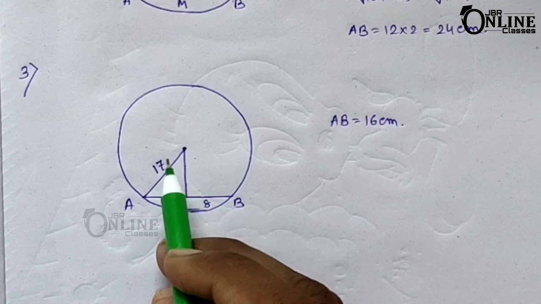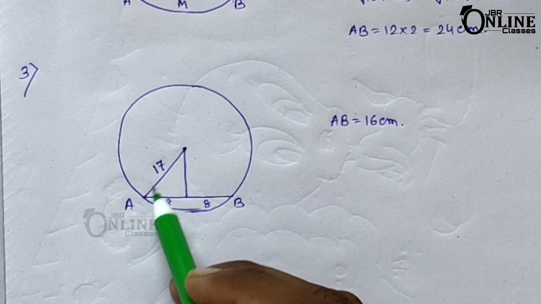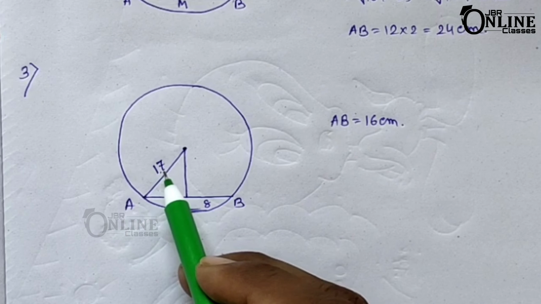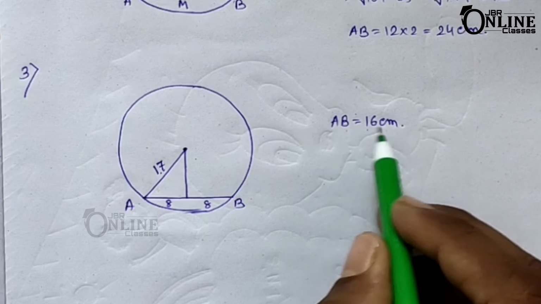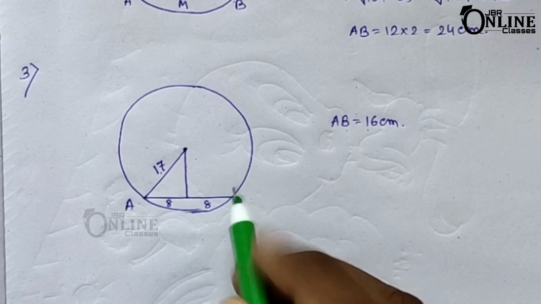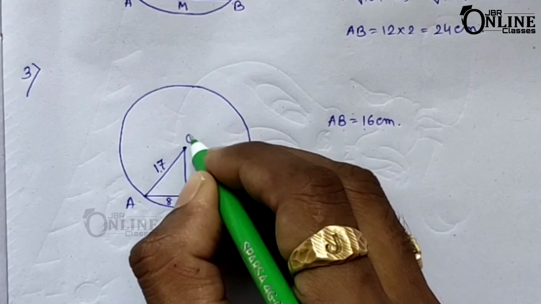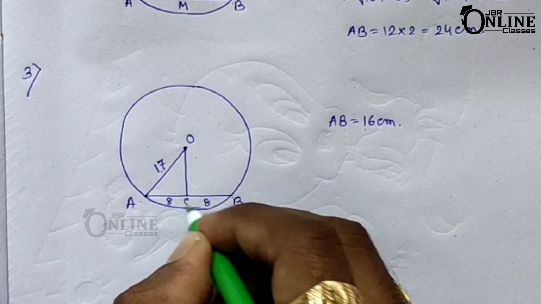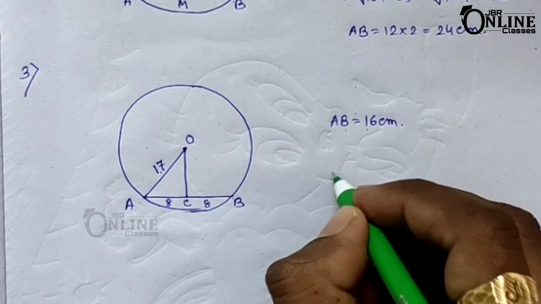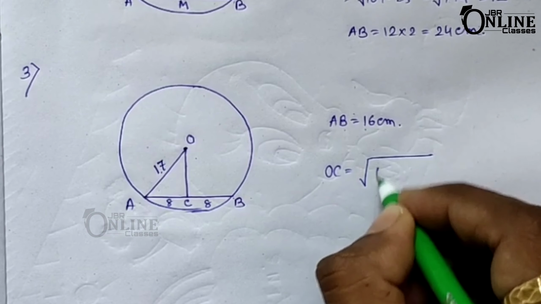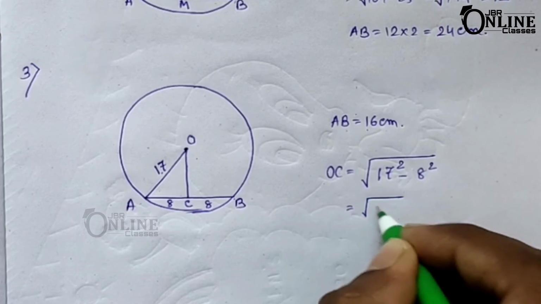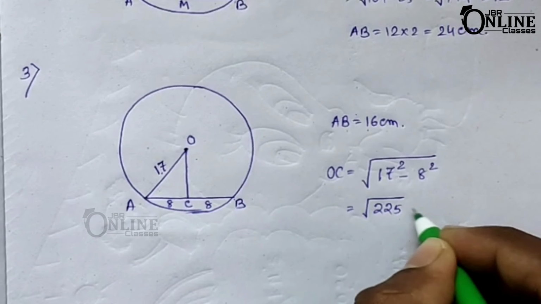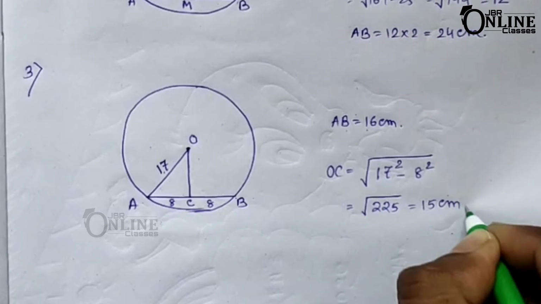Now sum number 3. In a circle of radius 17 centimeter, so here radius equals 17 centimeter, find the distance of a chord of length 16 centimeter. So here the length of the chord equals 16 centimeter, that means here AB equals 16. You have to find out the distance. If O is the center and here if it is C, then you have to find the value of OC. So here OC equals root over, by Pythagoras theorem, 17 square minus 8 square, and that equals root over 225. So that equals 15 centimeter.